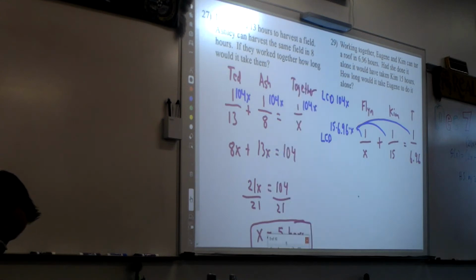So when I multiply it to the first fraction, the x's cancel. So guys, help me, what is 15 times 6.96? 104 point what? 0.4, thank you. With the second fraction, the 15's cancel, so I'm left with 6.96x. And then with the total, the 6.96 cancels, so I've got 15x. Is that looking right so far?